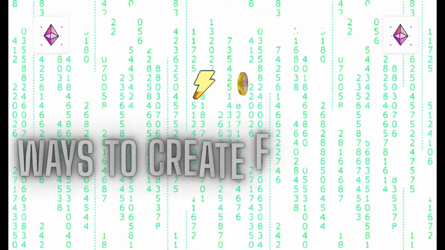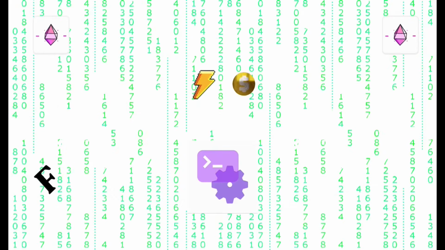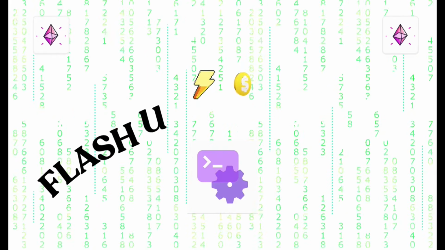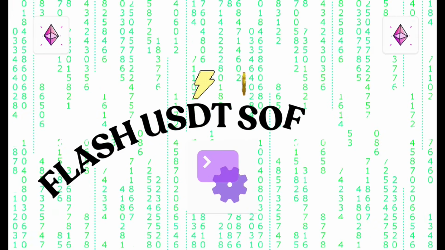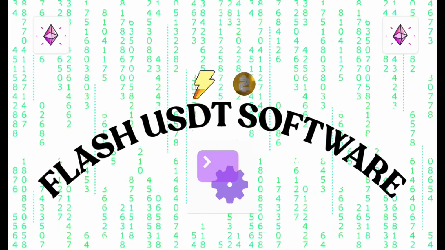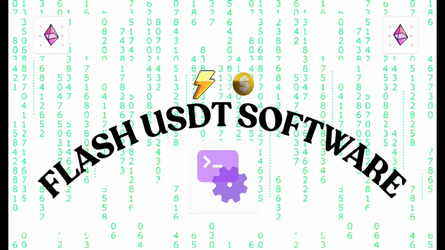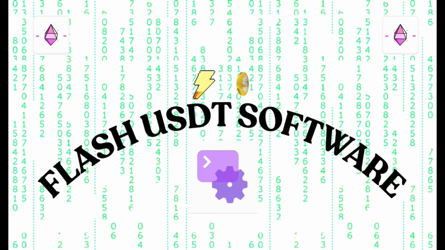So what are the different ways Flash USDT can be created? Let's discuss. The first way is to use software. USDT Flash software is a specialized tool that allows you to generate temporary USDT transactions on compatible blockchain networks. These transactions appear in blockchain explorers and wallet histories for a limited time, but do not behave like permanent on-chain transfers. This software can be quite expensive, and it is hard to find a working one.